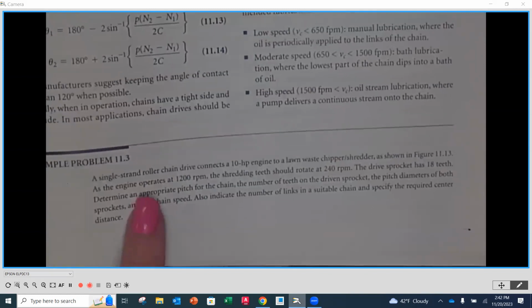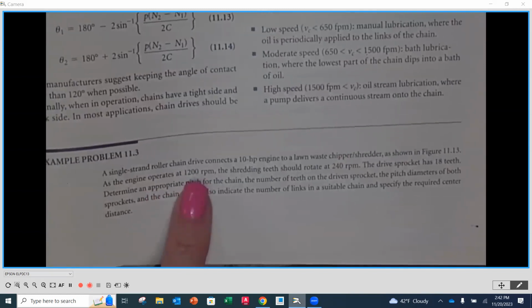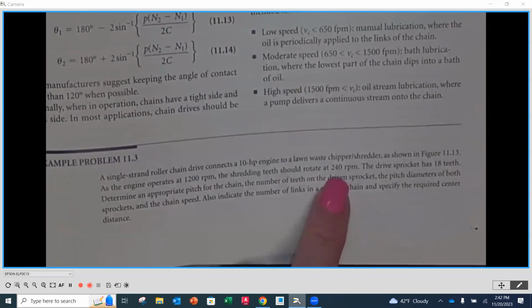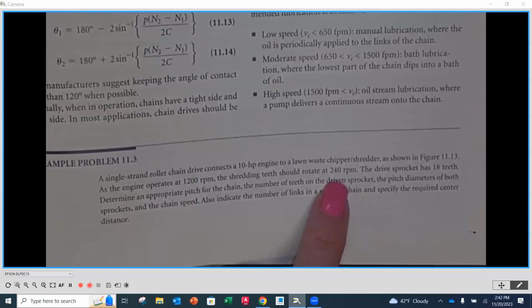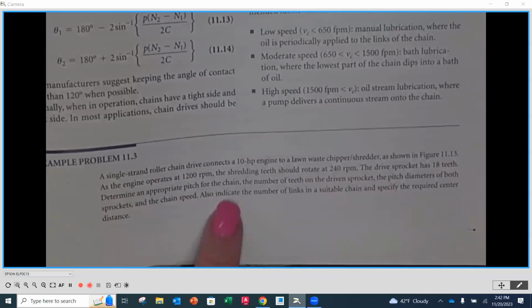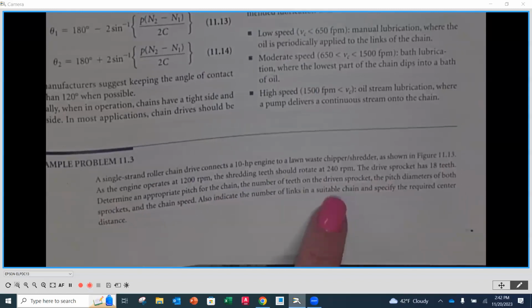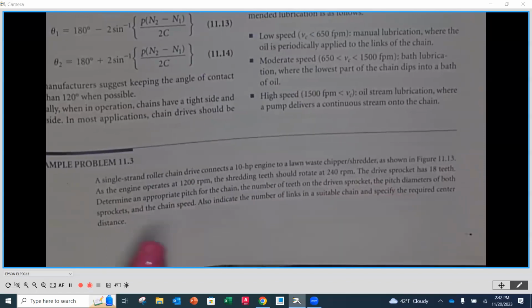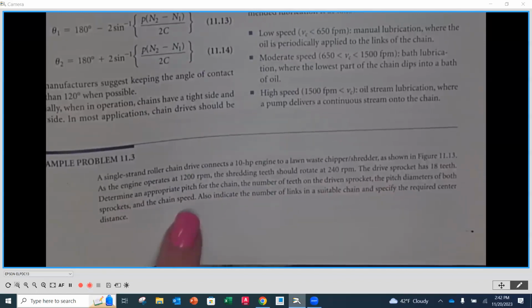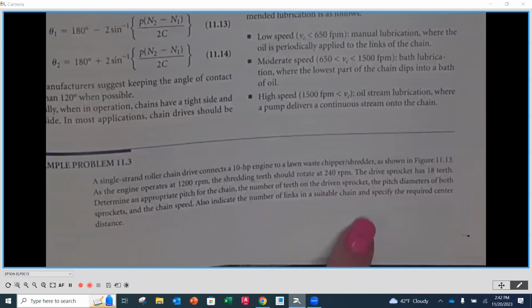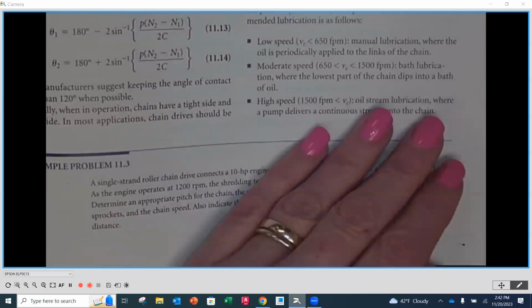It's telling us that the engine is operating at 1200 RPM and the shredding teeth should rotate at 240 RPM. The drive sprocket has 18 teeth. Determine the approximate pitch of the chain, the number of teeth on the driven sprocket, and the pitch diameters of both sprockets and chain speed. Also indicate the number of links in a suitable chain and specify the required center distance.